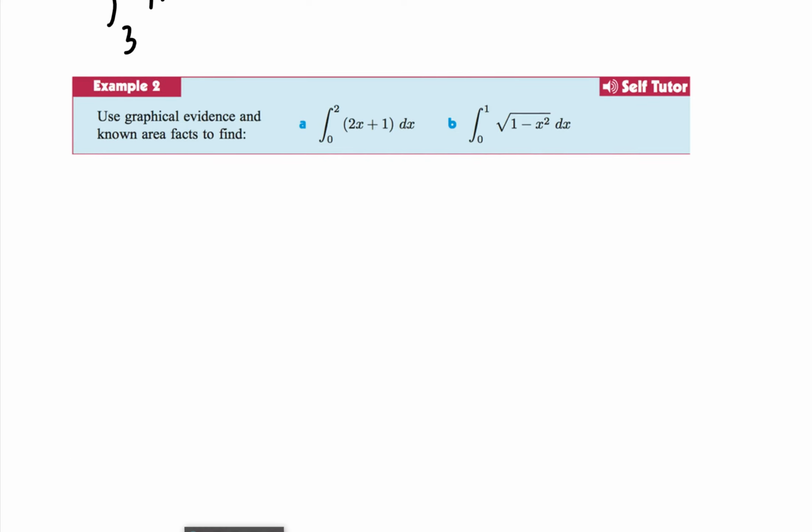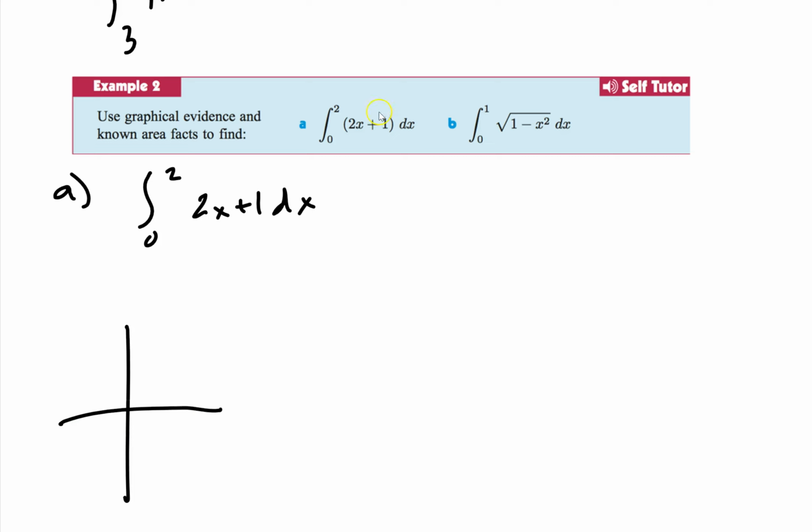So use graphical evidence and known area facts to find these integrals. So let's do our first integrals. Let's do this first one, A here. We're going to integrate from 0 to 2 of 2x plus 1 dx. Now again, I haven't touched any tricks and rules for how to do this yet, so we're going to do the old-fashioned way, which is find the area underneath the curve. So we have to draw that. Remember, we know how to graph that. It's 2x plus 1, so up 1, slope of 2. So start at 1, go up 2 over 1. That works better if I had a grid, but up 2 over 1. I can do up 2 over 1 again. So it's going to be something like this.